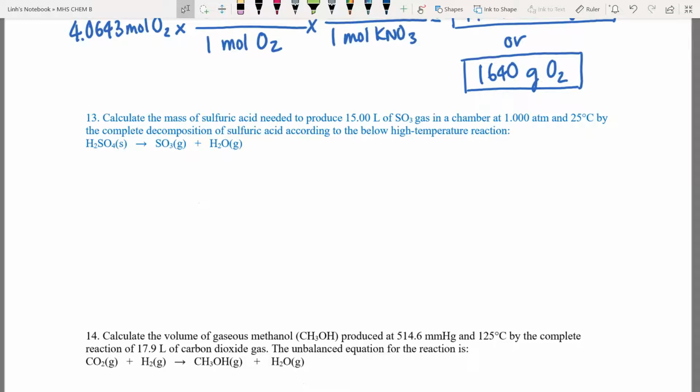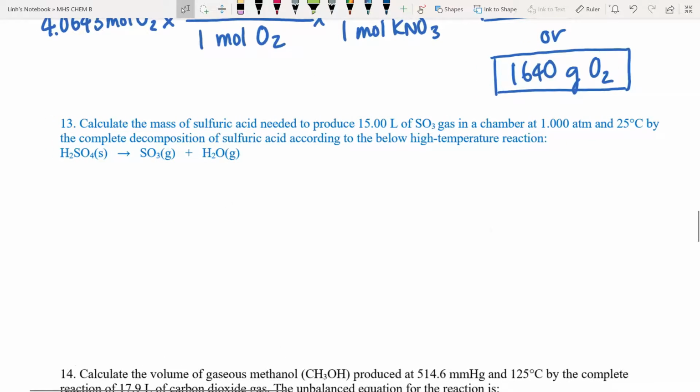So number 13 is type number 2 in our list of 3 types of different gas stoichiometry problem. And this is where you were given pretty much all the information belonging to one chemical, but you are asked another piece of information about a different chemical. So number 13, they are asking you for the mass of sulfuric acid, so H2SO4. But they are giving you 15 liter of SO3 gas, so that's V of SO3 in a chamber at 1 atm. That's pressure of SO3, and 25 degrees Celsius, which is also the temperature of SO3.